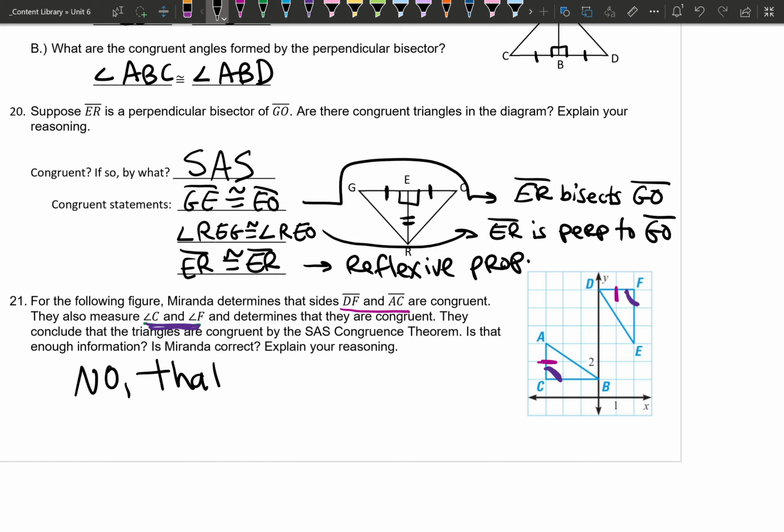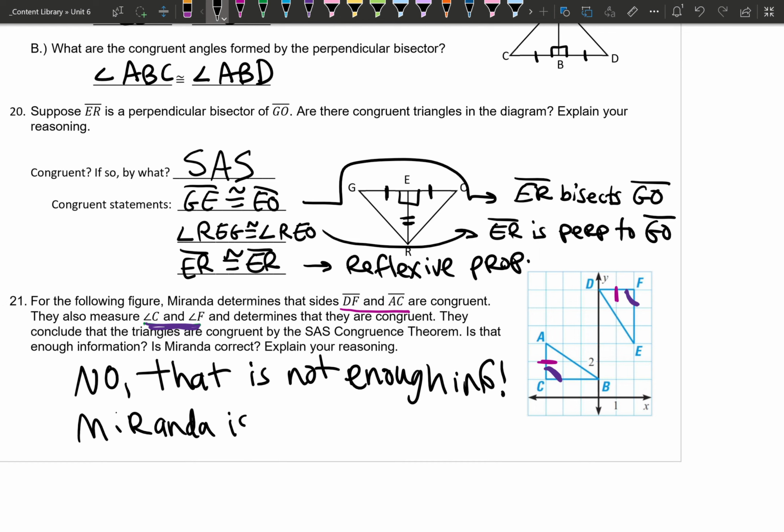That is not enough info. Miranda is missing a side. Again, if Miranda measured CB, which she would need, and EF, which she would need, she could say side angle side. However, that didn't happen, so she can't.